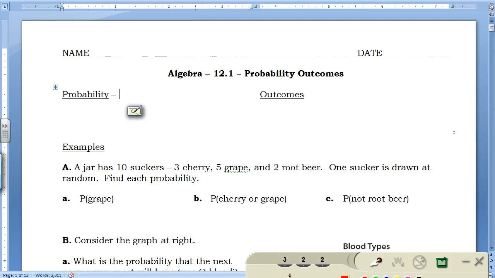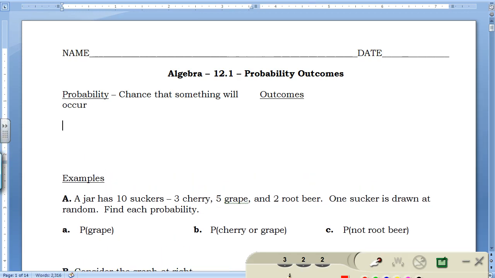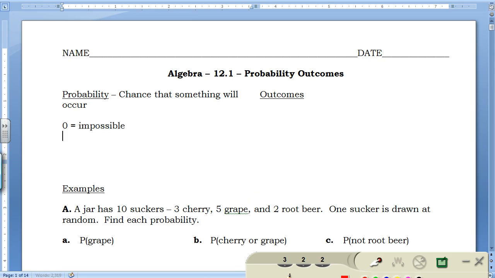Okay, this is Algebra, section 12.1, probability outcomes. Probability is the study of the chance that something will happen. If your probability is 0, that means an event is impossible. If a probability is 1, that means an event is certain, it will happen. And you can have anything in between, so like a 0.5 or 50% or half, either way you want to say it, means that something is equally as likely to happen as to not happen.